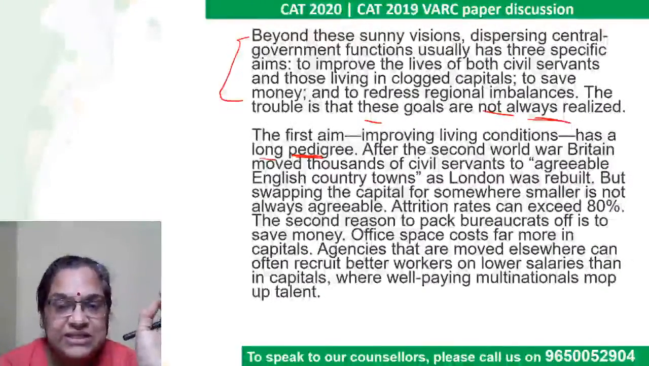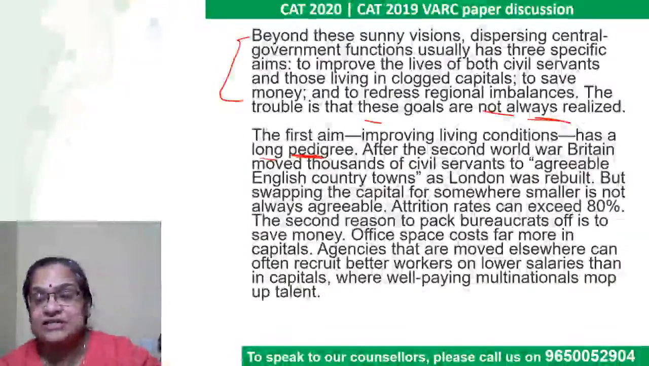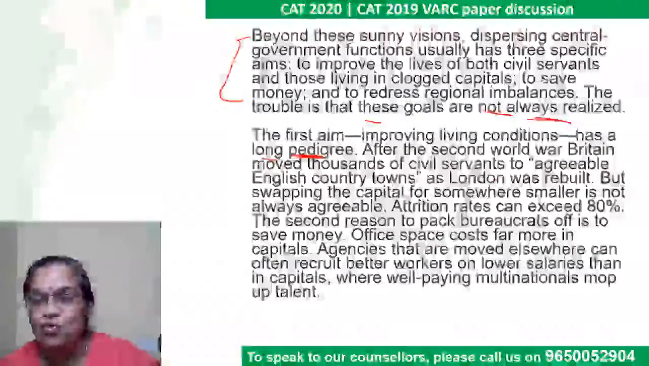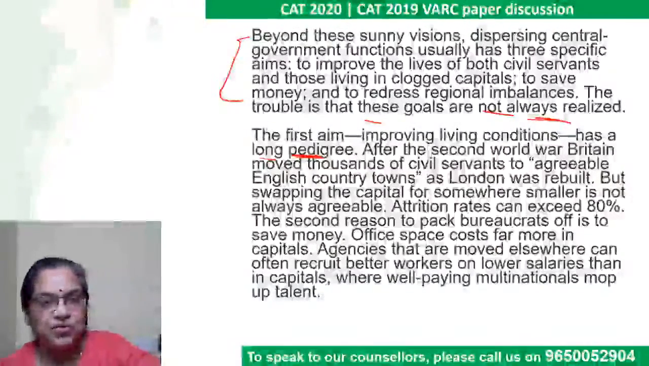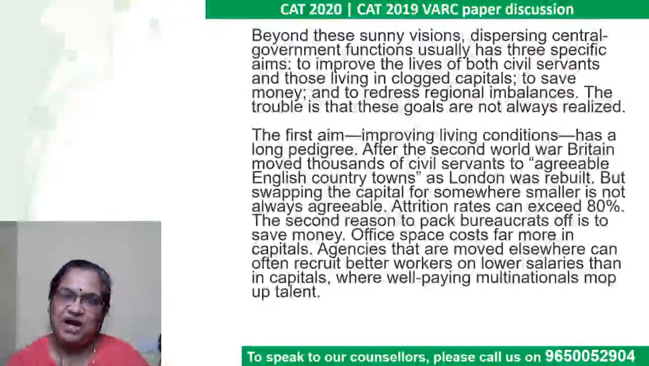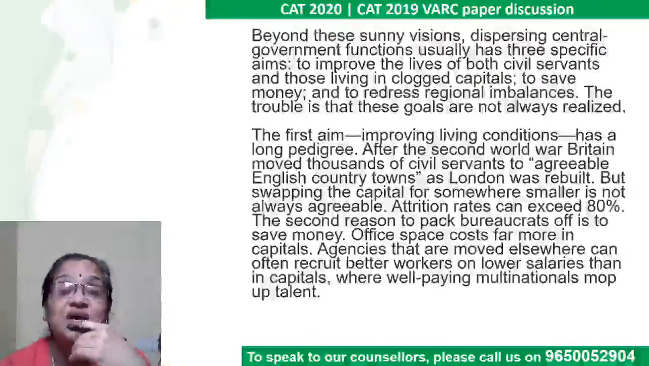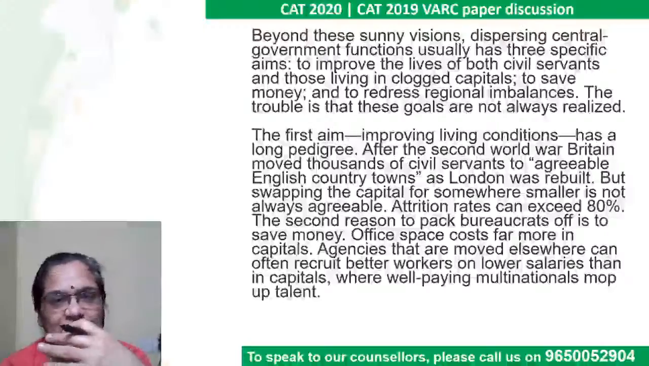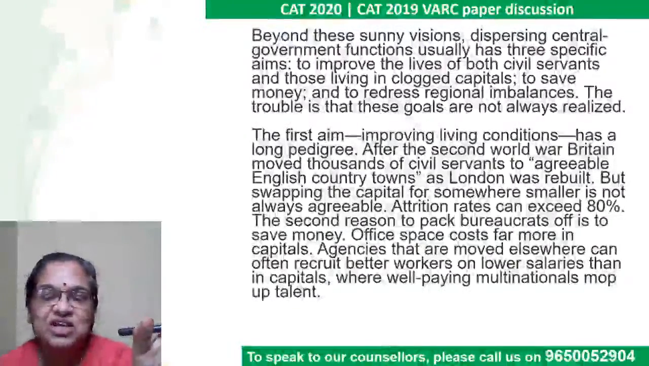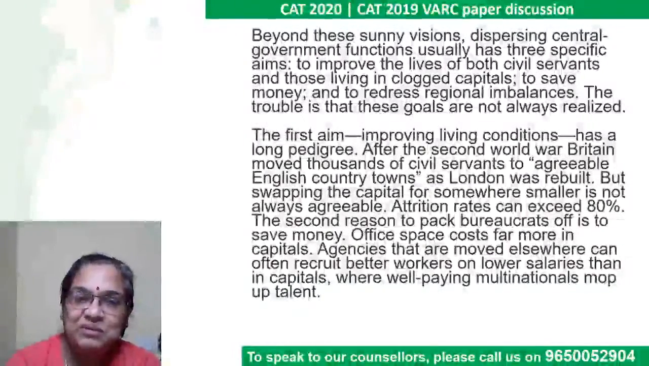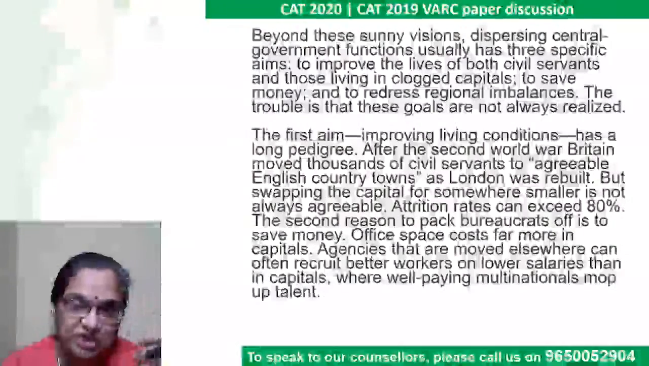All right. The second reason, attrition rates can exceed 80%. So when you move your workplace to faraway places, people will leave work. Attrition rate will exceed 80%. Oh, you're moving, I'll also move. I don't want to go to the village or wherever you want to send me, I'm going to leave the job. So attrition rates increase.